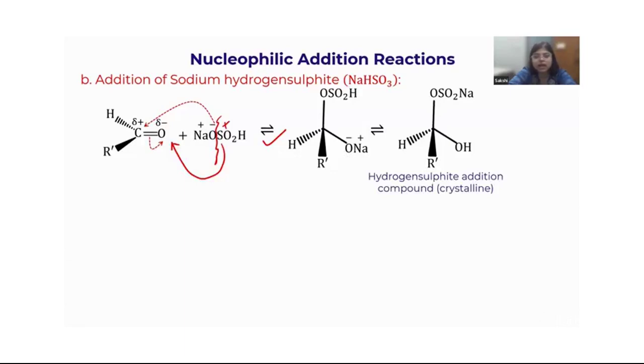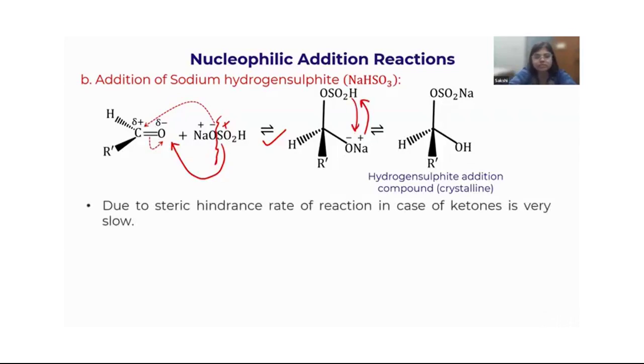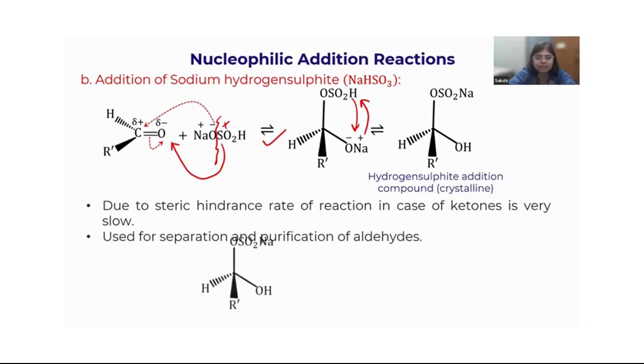Okay. So here you get the hydrogen sulfite addition compound, and basically a reaction known as tautomerism occurs here. H comes here and sodium comes here for stability. Due to the steric hindrance, the rate of the reaction in ketones is very slow, we know that. And this method is used for separation and purification of aldehydes.